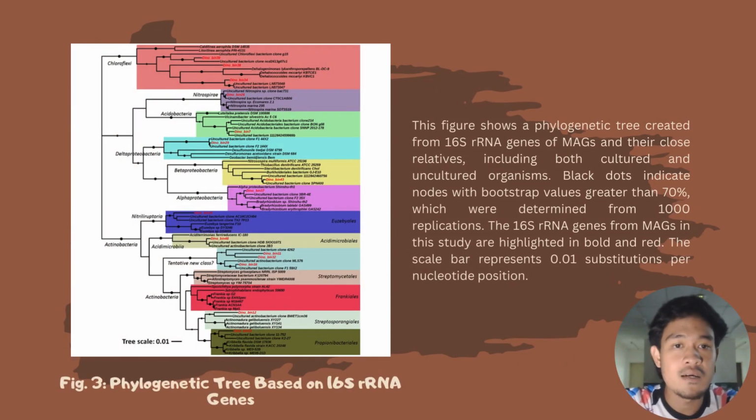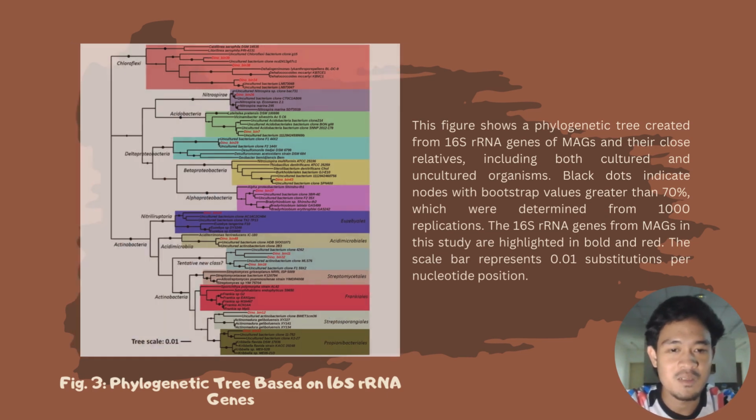This figure shows a phylogenetic tree created from 16S rRNA genes of MAGs and their close relatives, including both cultured and uncultured organisms. Black dots indicate nodes with bootstrap values greater than 70%, which were determined from 1000 replications. The 16S rRNA genes from MAGs in this study are highlighted in bold and red. The scale bar represents 0.01 substitutions per nucleotide position.